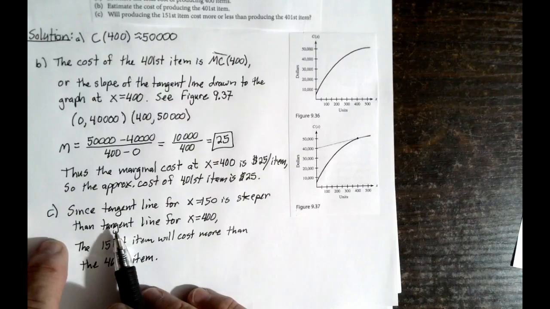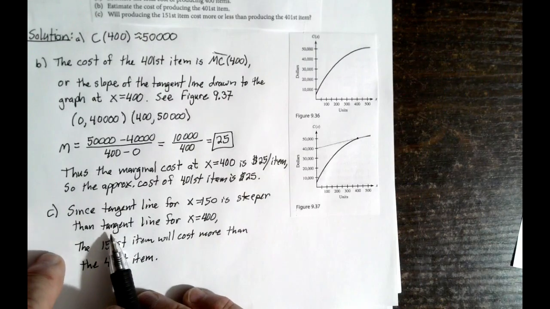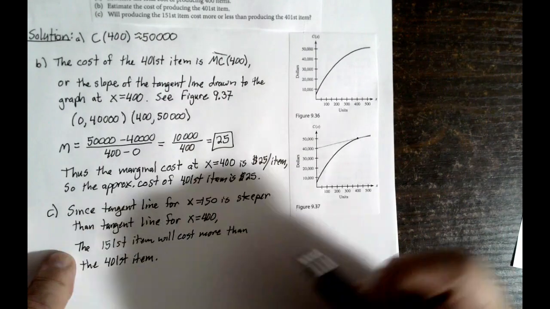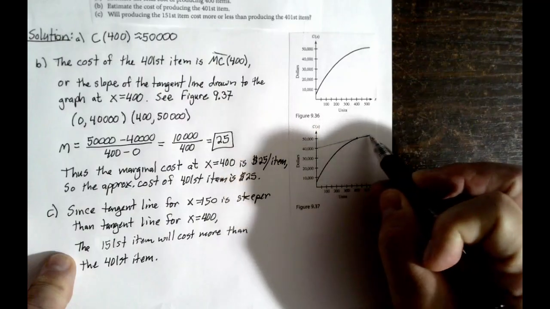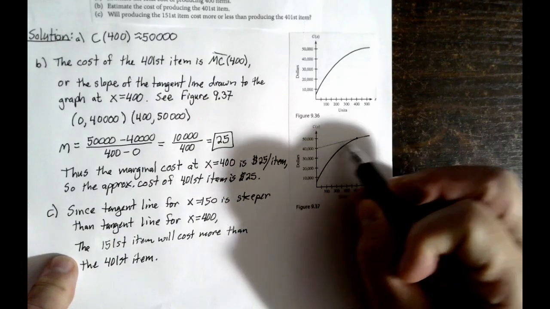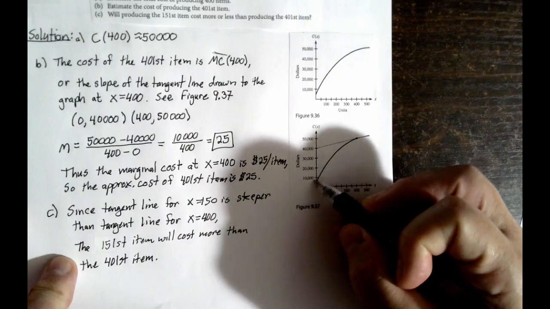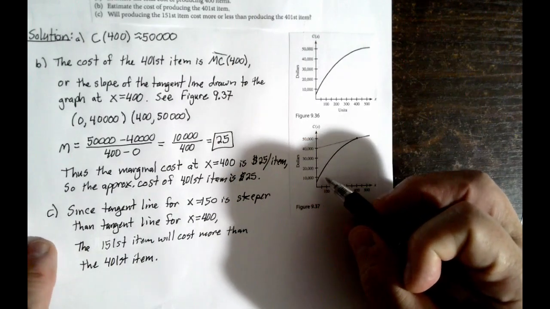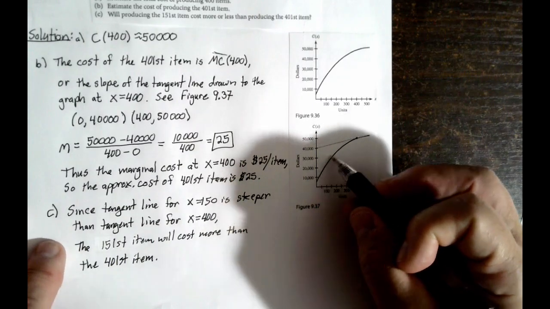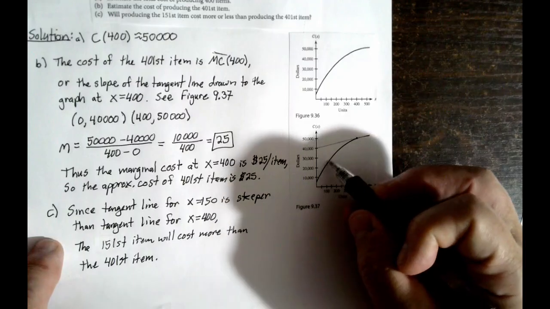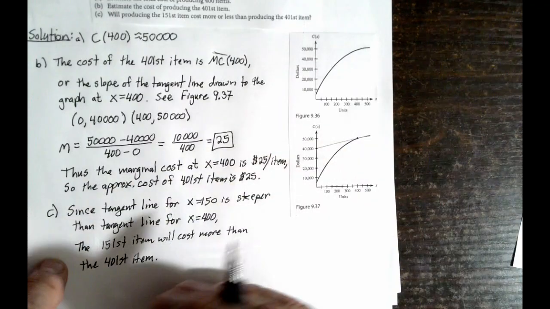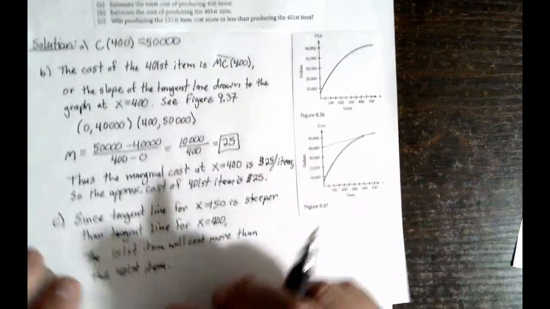Now it says, will producing the 151st item cost more or less than producing the 401st item? Well, the slope here of the 401st item is pretty small, but the slope of producing the 151st item is a lot steeper. So we would think the 151st item's cost is going to be more because it has a steeper slope than the 401st item, which has a lot smaller slope.